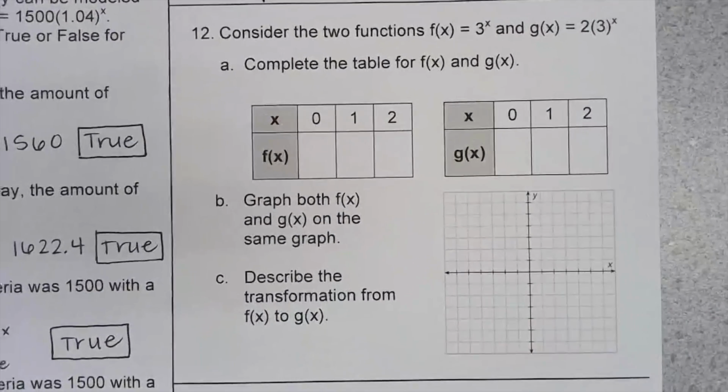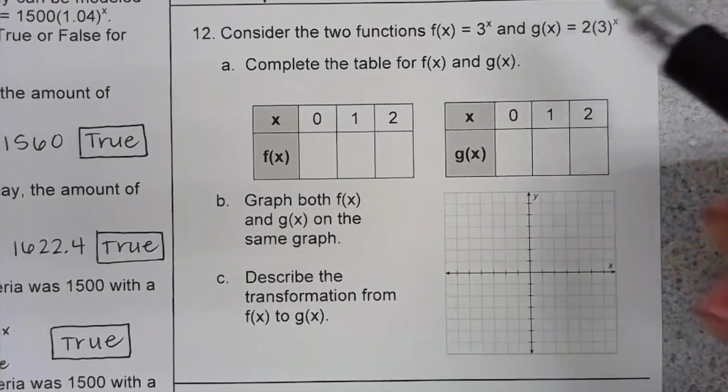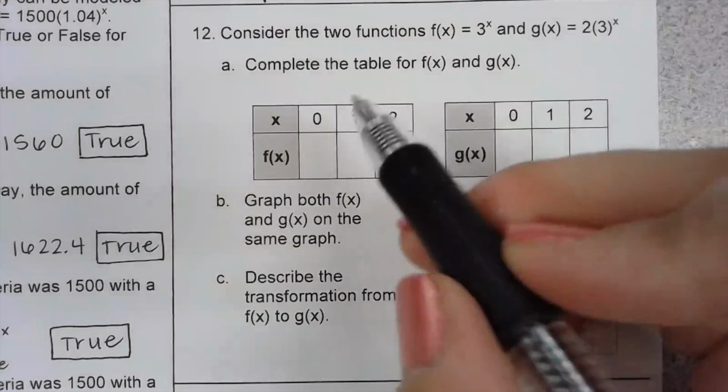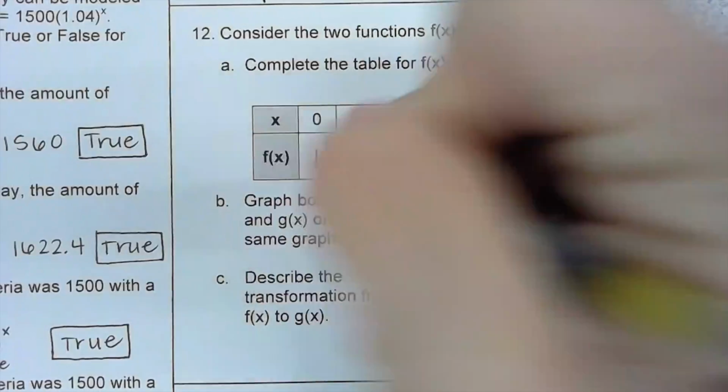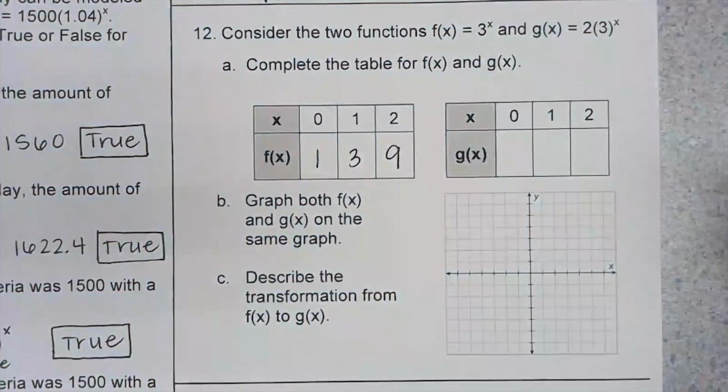Question number 12 is a similar question. On question number 12, I'll do the same thing with the 2 colors, but on this one, the transformation is going to be a little bit different. 3 to the 0 equals 1, 3 to the 1 equals 3, and 3 to the second power equals 9. So that gives me my numbers for my first graph.